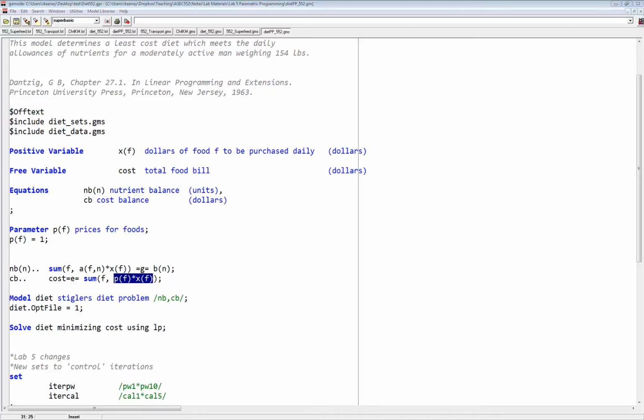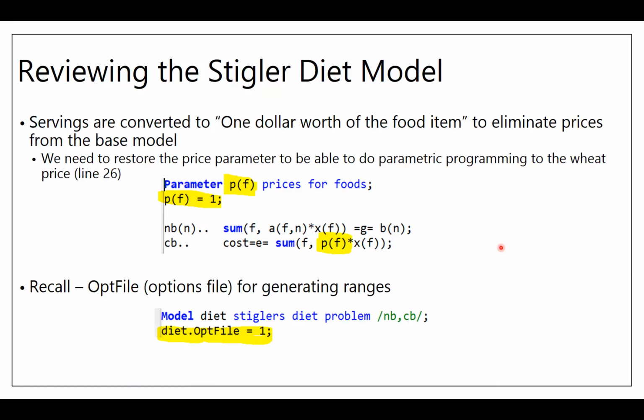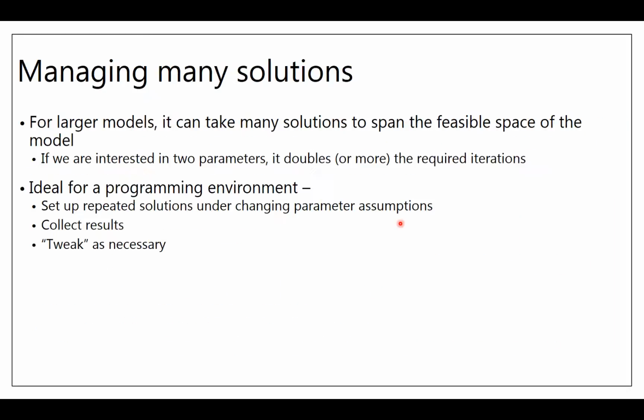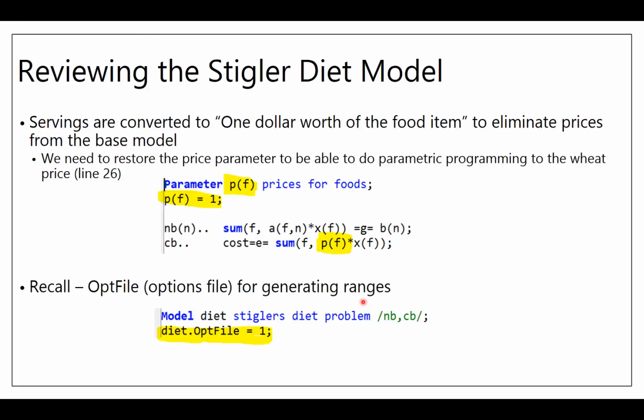Okay, so let's go back to this, and I just want to remind you that between the model statement and the solve of that first solution back in Lab 3, we put in what we call the options file, and that was just for generating the ranges. And so these ranges that we see here, the sensitivity ranges for equations and variables, they come from including this options file.